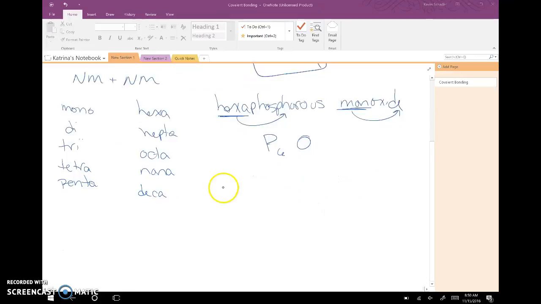Right, going the other direction, if you had something like S2O, it's going to be disulfur monoxide. Notice we're changing the ending to IDE, just like we did with our ionic compounds.